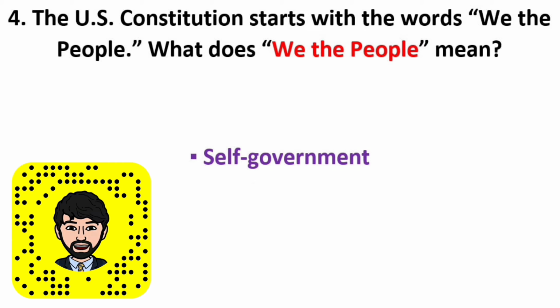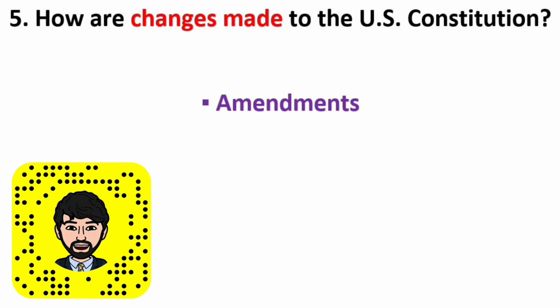The U.S. Constitution starts with the words, "We the people." What does "We the people" mean? Self-government.